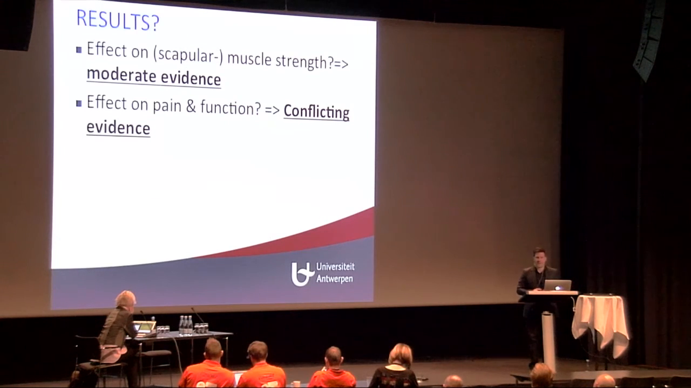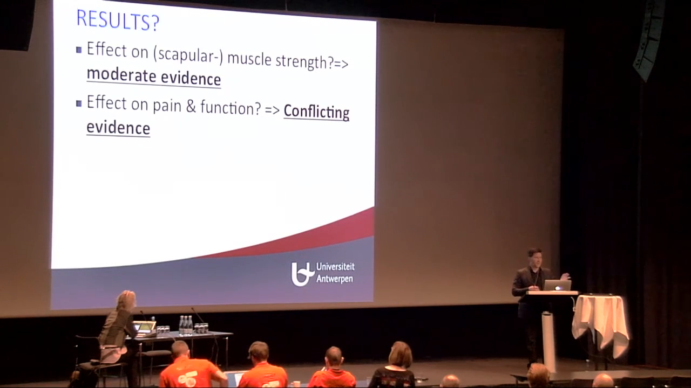And actually, we have conflicting evidence that a scapular approach has a benefit above control interventions. Control interventions that I will discuss later were very variable. So the conflicting evidence, what does that mean? That means we have studies saying scapular-focused treatment is better than rotator cuff training, and others say scapular dyskinesis training is not better than rotator cuff training. So then we have conflicting evidence. How come we have conflicting evidence here?